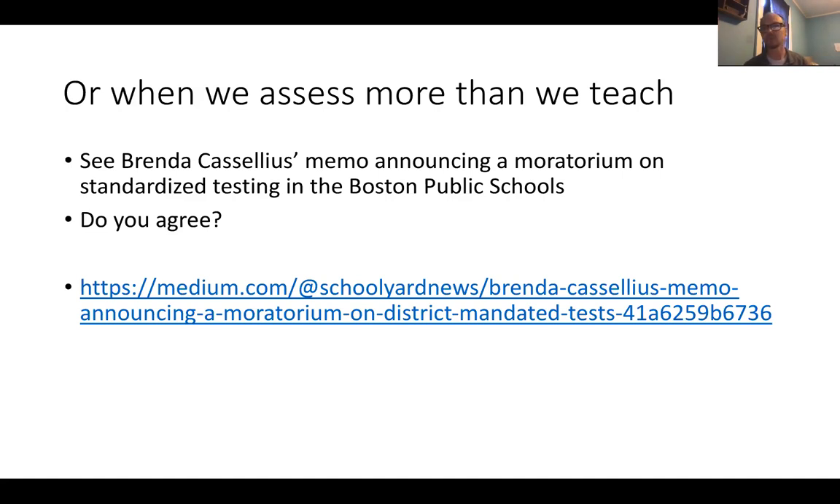So think about that. Should we simply do away with standardized assessments? You know, the MCAS is a standardized assessment. It's not norm referenced, but it is standardized. Everyone takes the same test, right? Within a given grade level. So it's standardized, but it's not norm referenced. So do you agree with this? Would you do it if you were the superintendent? And check out her justification and rationale for making the decision.